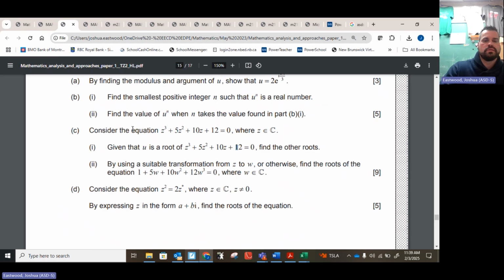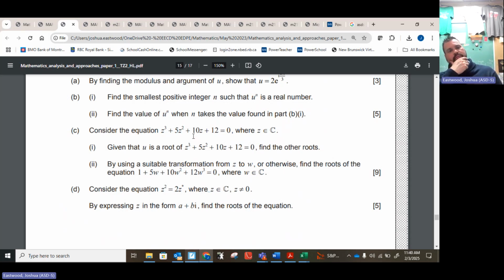So then the next part of the question says, now you know those roots. It says by using a suitable transformation from Z to W or otherwise find the roots of the equation 1 + 5W plus so on. So what you'll notice is the coefficients are exactly the same as in this one. All that's changed is that the biggest power, Z cubed, is now gone, and all the powers have essentially reversed. They went from Z cubed, Z squared, Z, to nothing, now to 1. So 0 for the power, to 1, to 2, to 3.